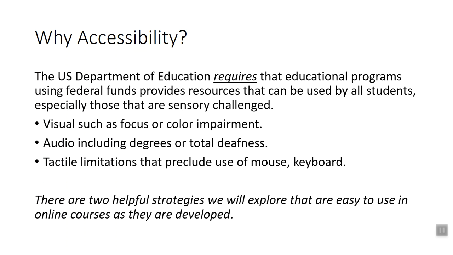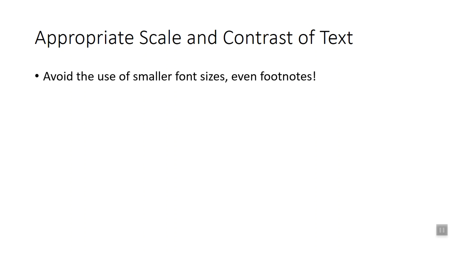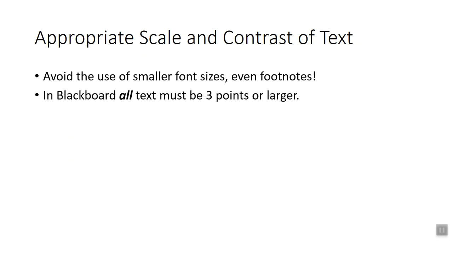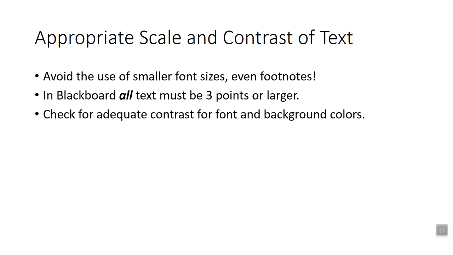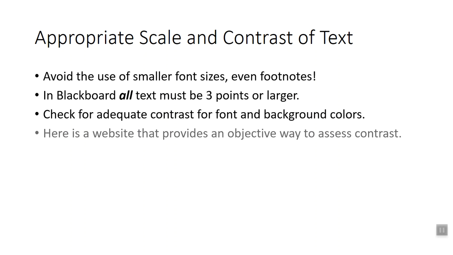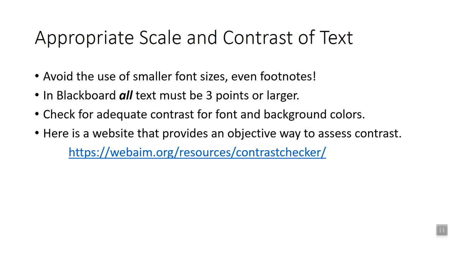So, there are two helpful strategies we'll explore that are easy to use in online courses as they are developed. The first one involves appropriate scale or size and contrast of text. Avoid the use of smaller font sizes, especially with footnotes, even footnotes. In Blackboard, all text must be 3 points or larger. Check for adequate contrast for font or background colors. Here's a website that provides an objective way to assess contrast. You plug in the numbers and it tells you whether you pass or don't.